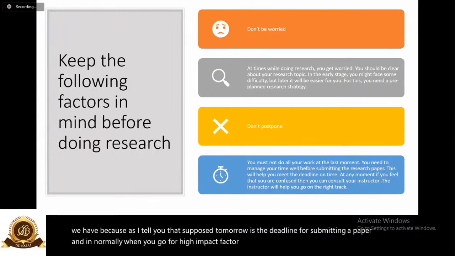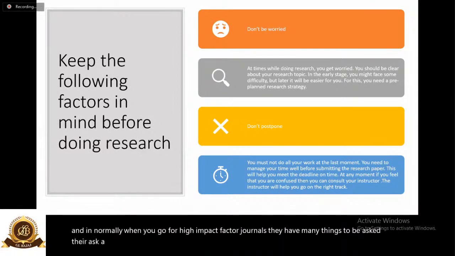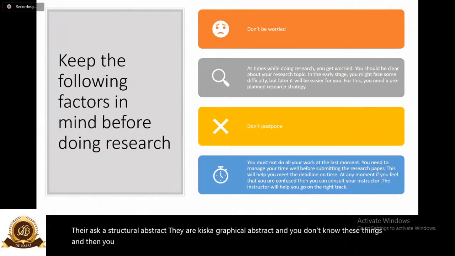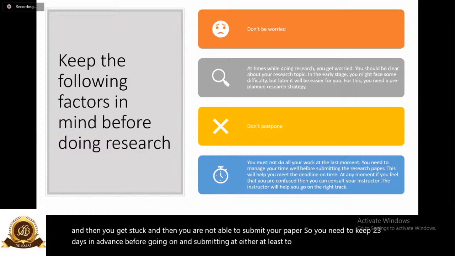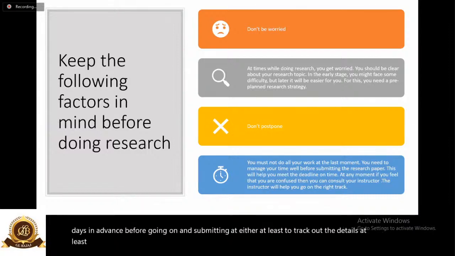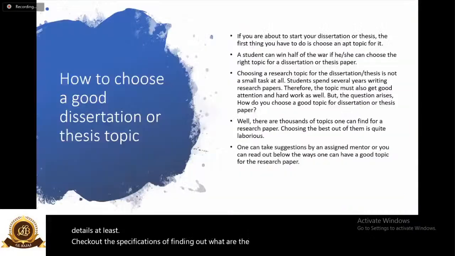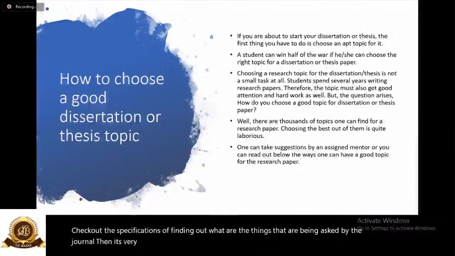They ask for a structural abstract, they ask for a graphical abstract, and you don't know these things, and then you get stuck, and then you are not able to submit your paper. So you need to keep 2-3 days in advance before submitting it, at least to track out the specifications of what is being asked by the journal.